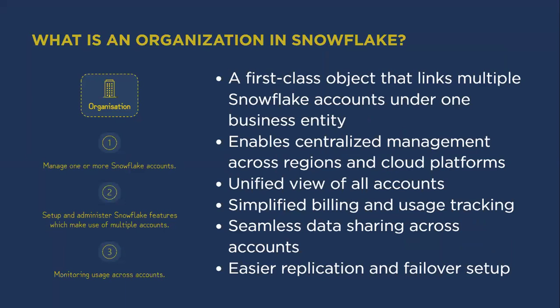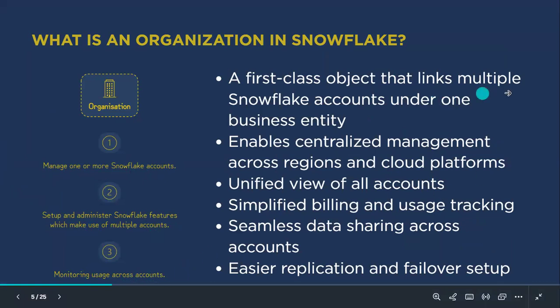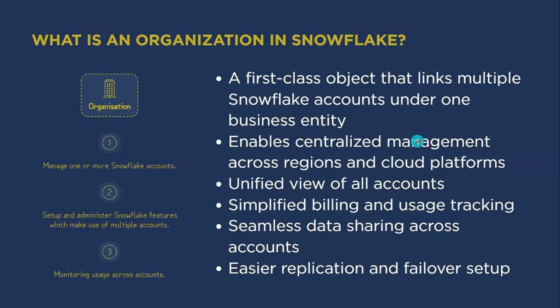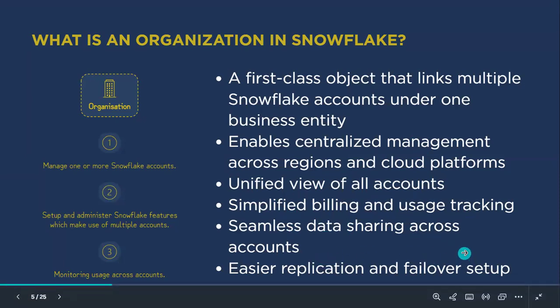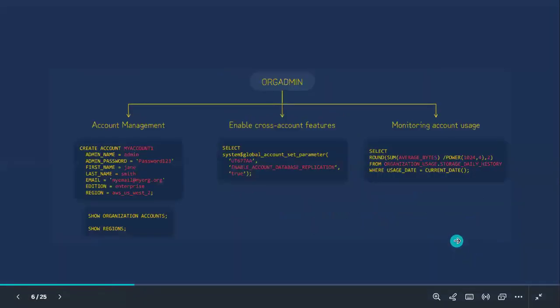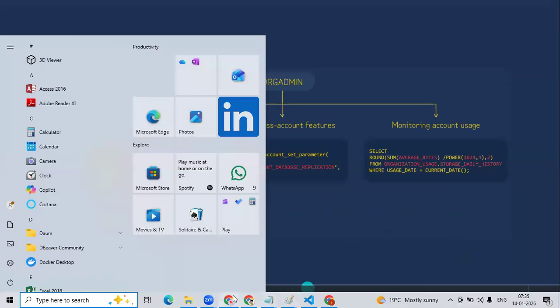The first object you need to understand is an organization. It manages one or more Snowflake accounts, sets up and administers Snowflake features that make use of multiple accounts, and monitors across accounts. It is a first-class object that links multiple Snowflake accounts under one business entity. It enables centralized management across regions and cloud platforms: unified view, simplified billing, seamless data sharing, easier replication and failover setup. This organization account you cannot access with the free trial.